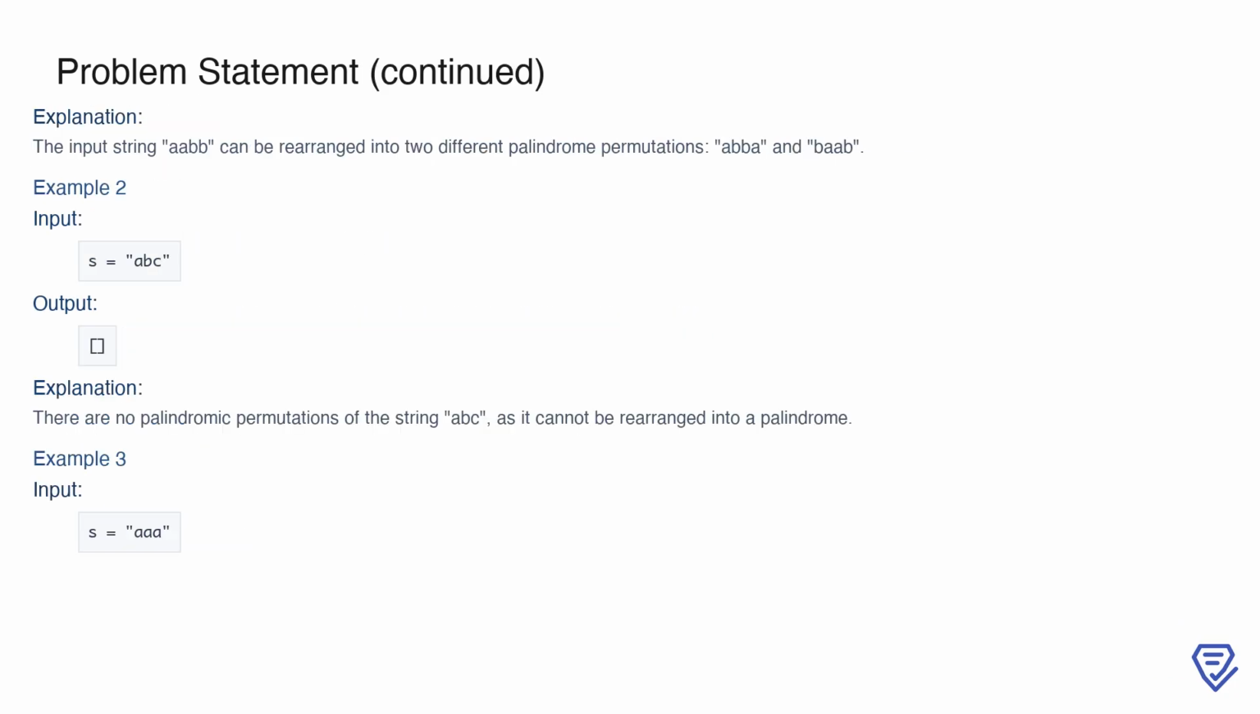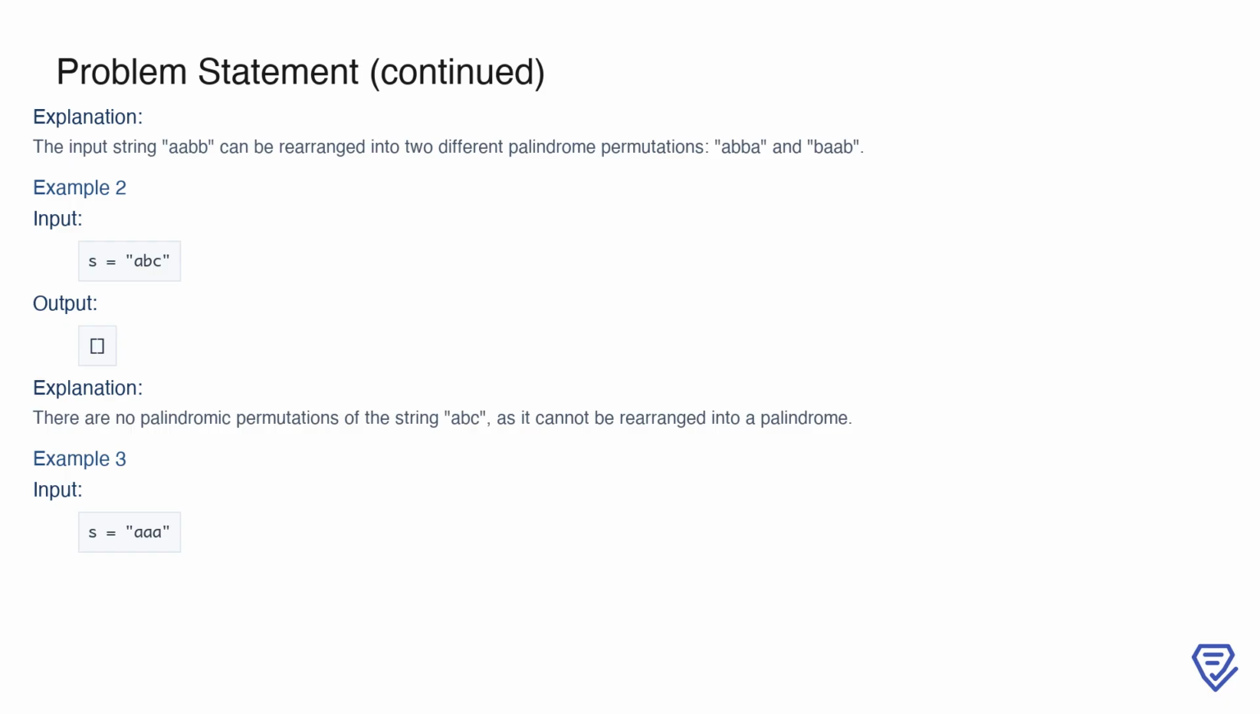Looking closer at this example, the string aabb can be rearranged into two distinct palindrome permutations, abba and baab. Both of these read exactly the same forwards and backwards. On the other hand, a string like abc has no valid palindromic permutations. This is because there's no way to rearrange the characters to make the string symmetrical. As a result, the output for abc would simply be an empty list.